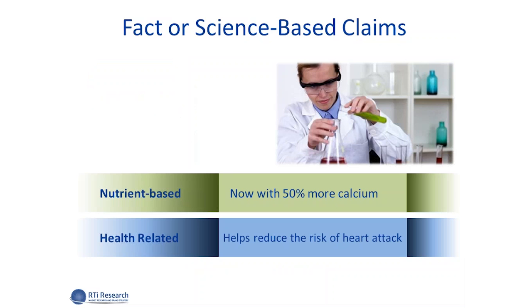And the other type of claim that we talked about was fact or science-based claims. So a nutrient-based claim, for instance, might be "now with 50% more calcium." R&D people can prove that this new formulation actually has 50% more calcium. We would suggest, however, that if you had something like that on your packaging, you caveat that: 50% more than what? Is it 50% more than your previous formulation? Or is it 50% more than your competitor?